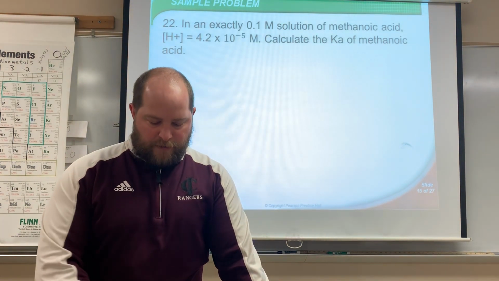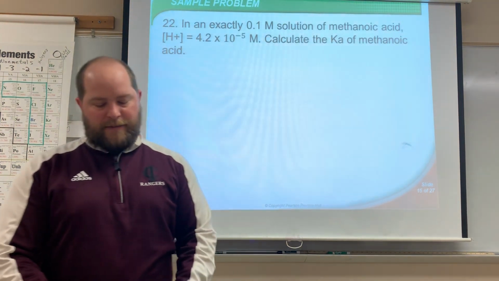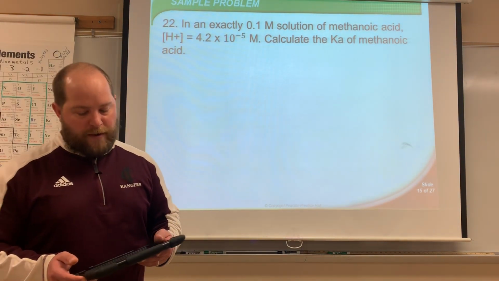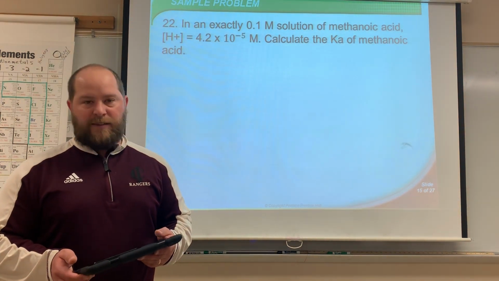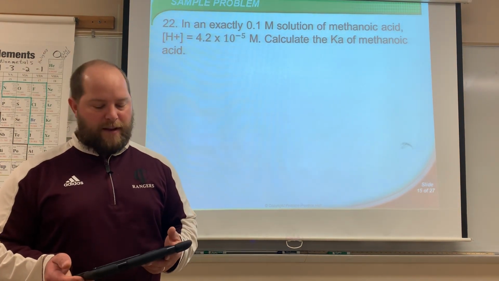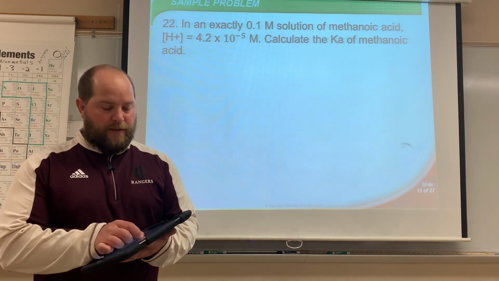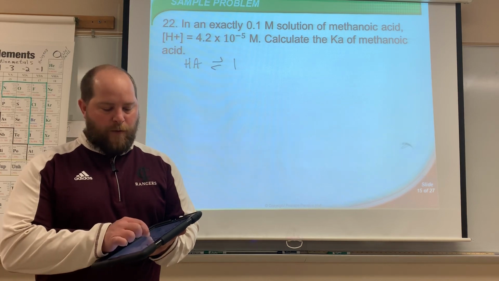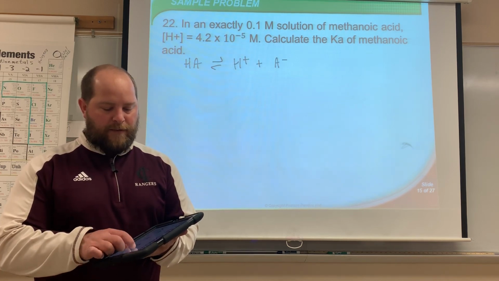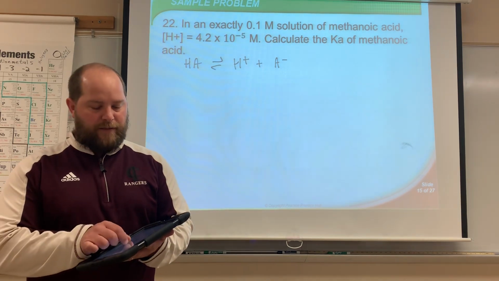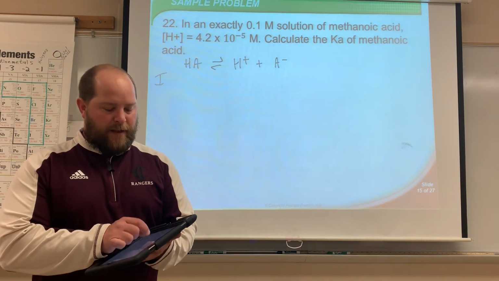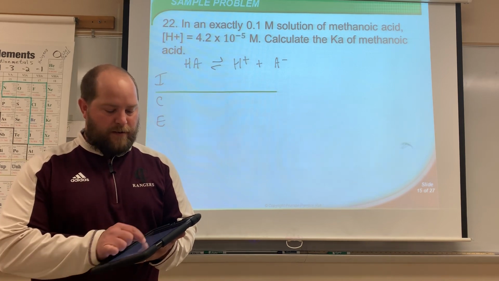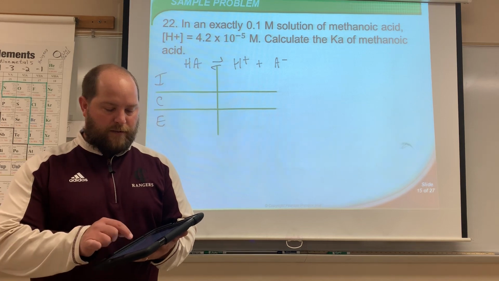All right, so let's try another one of these involving an ice table. It says in an exactly 0.1 molar solution of methanoic acid, the H plus is 4.2 times 10 to the negative fifth. Calculate the Ka. So again, I'm going to leave myself more room this time. I'm going to start with the general form for an acid, which is HA goes to H plus, and then I'm going to set up the ice table.